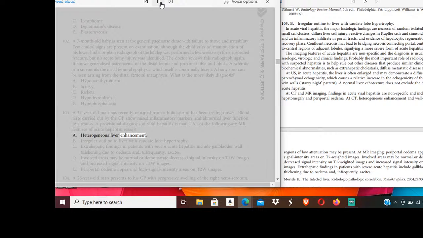A. Heterogeneous liver enhancement. B. Irregular outline to liver with caudate lobe hypertrophy. C. Extrahepatic findings in patients with severe acute hepatitis include gallbladder wall thickening due to edema, and infrequently, ascites. D. Involved areas may be normal or demonstrate decreased signal intensity on T1W images, and increased signal intensity on T2W images. E. Periportal edema appears as high signal intensity areas on T2W images.